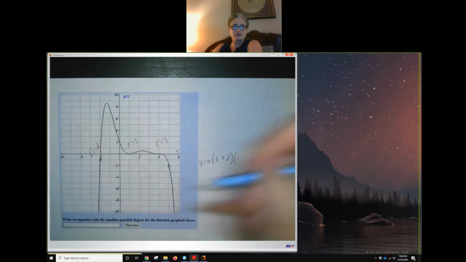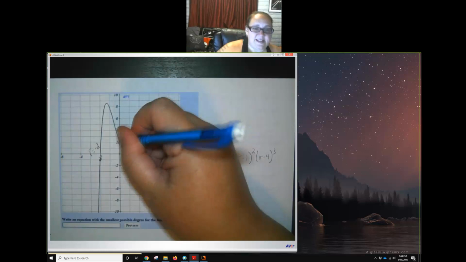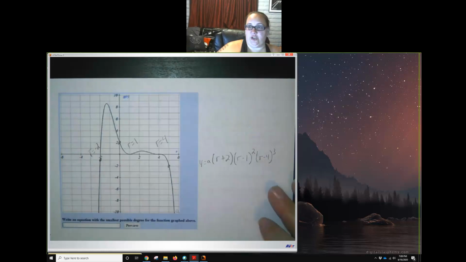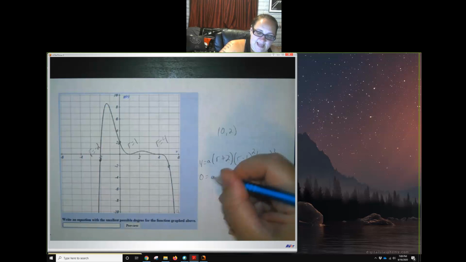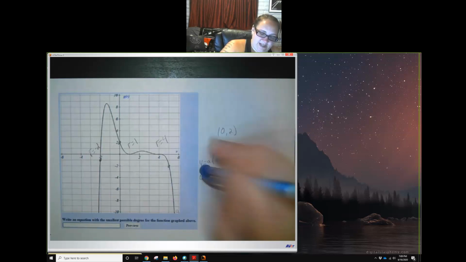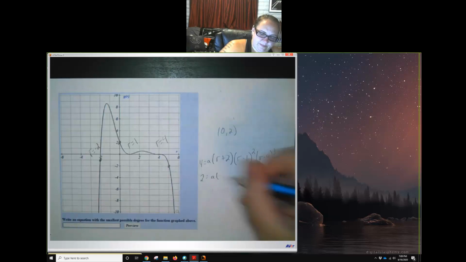In my opinion, if you have a y-intercept that is easy to find, that would be the one to use. So here we have the point 0, 2. So when I plug in 0, I should get 2. So 2 equals a times 0 plus 2, 0 minus 1 squared, and 0 minus 4 to the third.